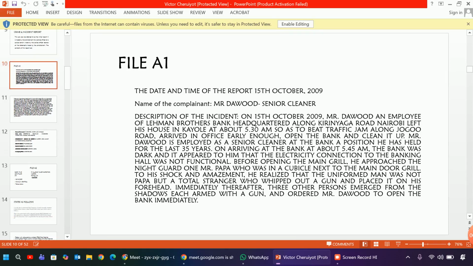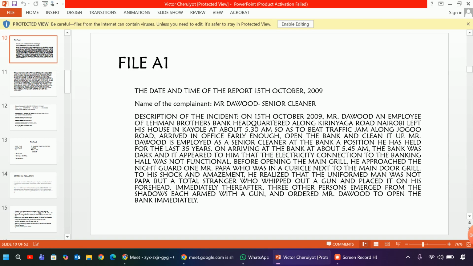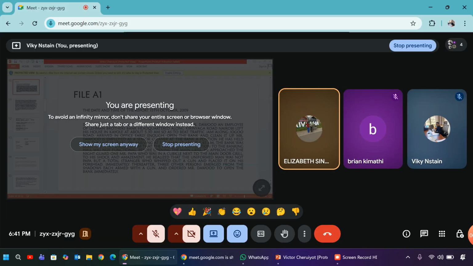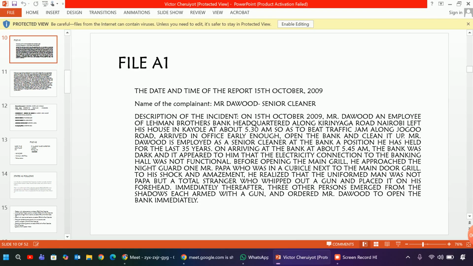Now, subfile A. This is the incident in file A1. This is what is so-called the incident report. And remember that the incident report is written in capital letters. They are not written in small letters. Now, this incident report has the time and date on which the incident was reported. In this case, our date was 15th October 2009.